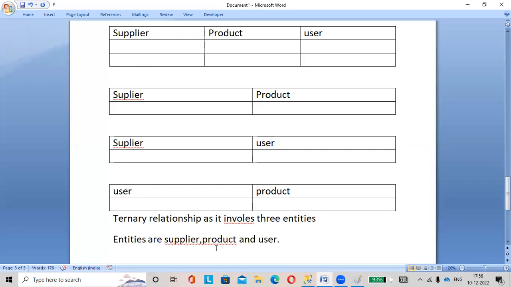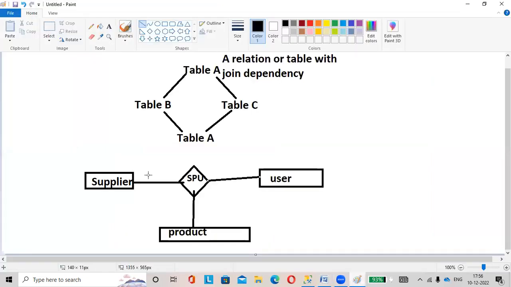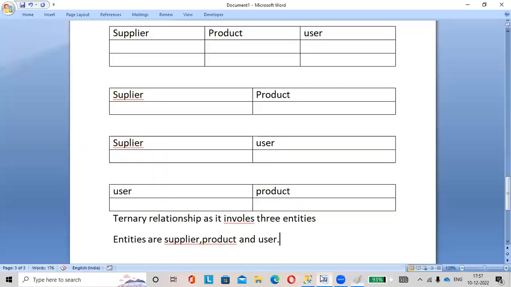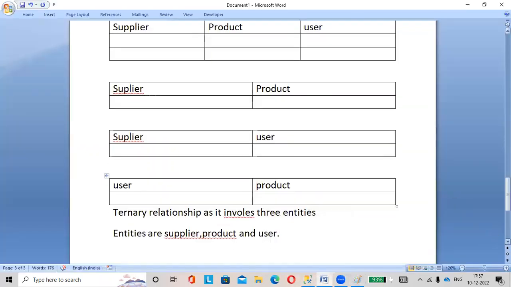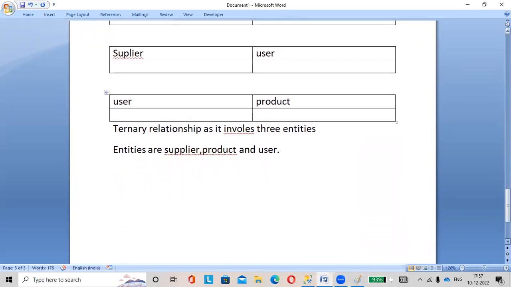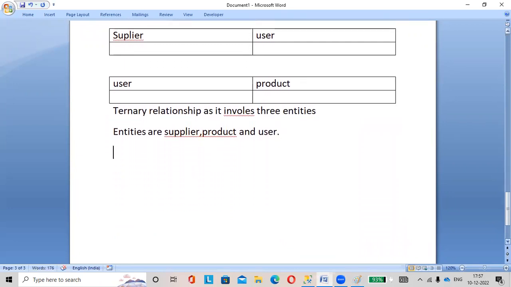Okay. From supplier, user is buying the product. Supplier is selling the product. Then user is using the product. This is about fifth normal form. Is it clear? Yes. The next we'll study about DCL commands, grant and revoke.